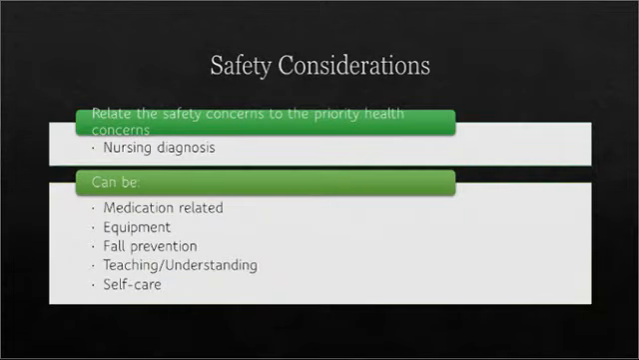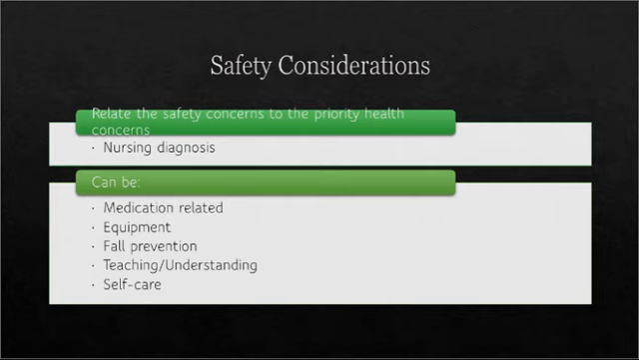Safety considerations. That's on your last page of your concept map, because safety, safety, safety, safety. So safety considerations: relate the safety to your priority health concerns. So you've come in with 2 priority nursing diagnoses, 2 priority nursing things. So relate your safety considerations to that. It can be related to so many things: medication, equipment, fall prevention, teaching, understanding, family teaching, patient teaching, self-care, wound care, but make it the safety considerations that they're able to do the wound care using aseptic technique.